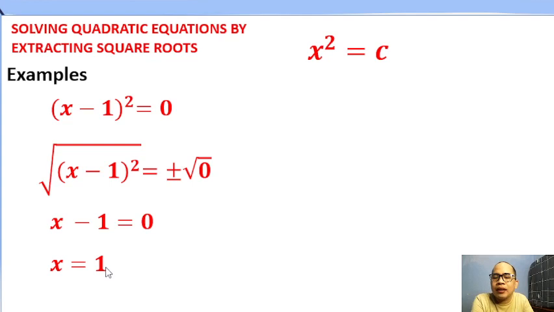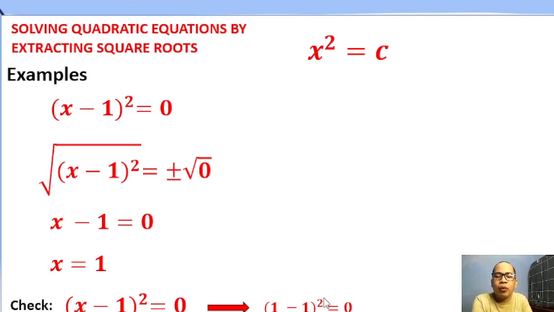To check, just substitute again the value of x we obtained in the original equation. So, x is 1. 1 minus 1 is 0. Squared is 0. So, that is equal to 0. So, that's the end of our topic on solving quadratic equations by extracting the square root. I hope that you learned something about this topic. Thank you.